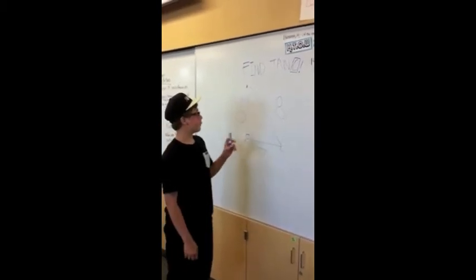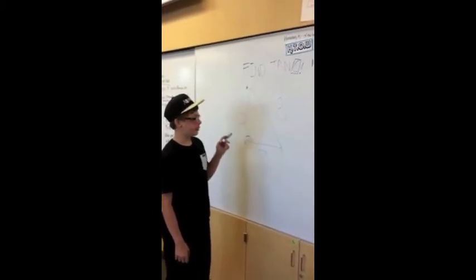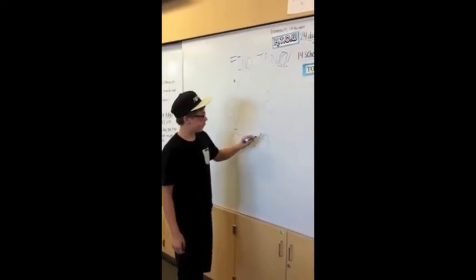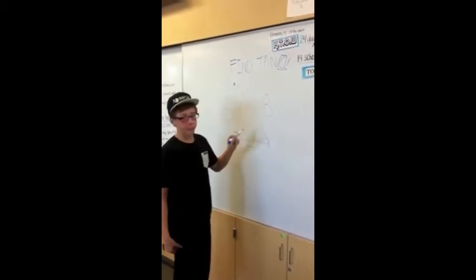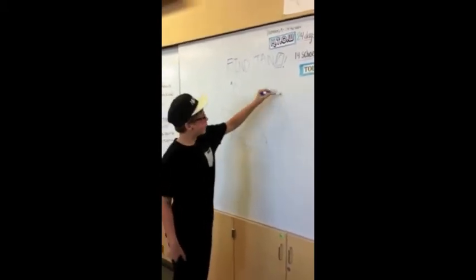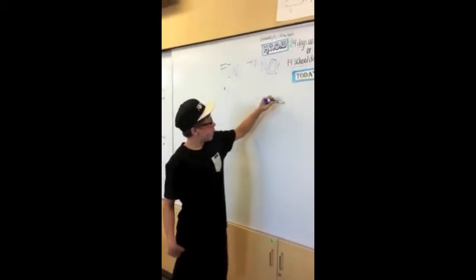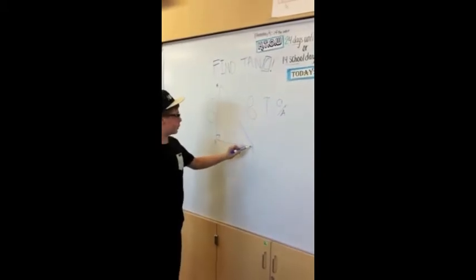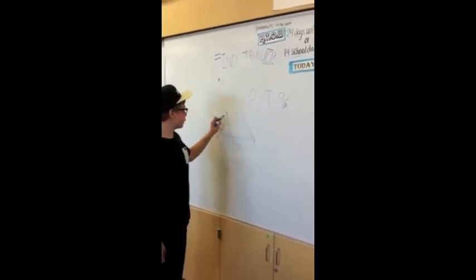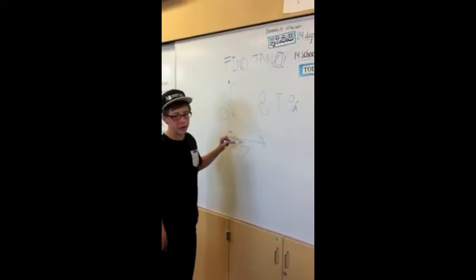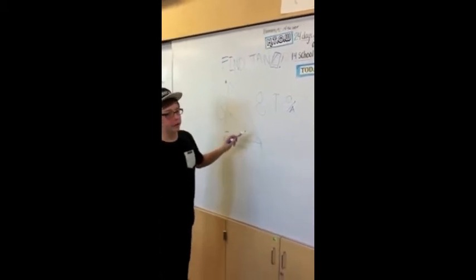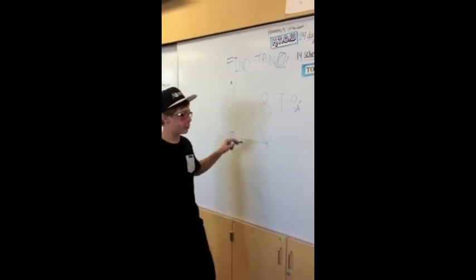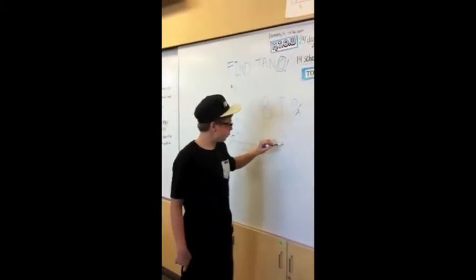Alright, so we're going to try to find the tangent of angle C. It's SOHCAHTOA, so tan equals opposite over adjacent. The opposite of angle C is 6, and the adjacent is 7, because the hypotenuse is always across from the right angle. So your answer comes out to be 6 over 7.